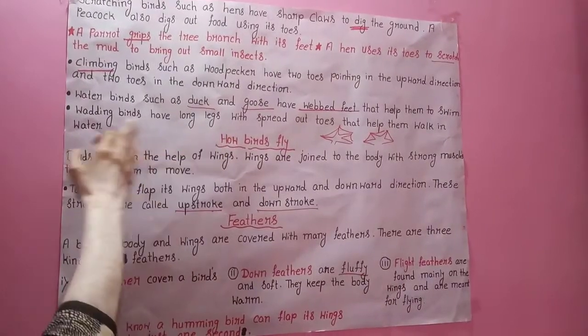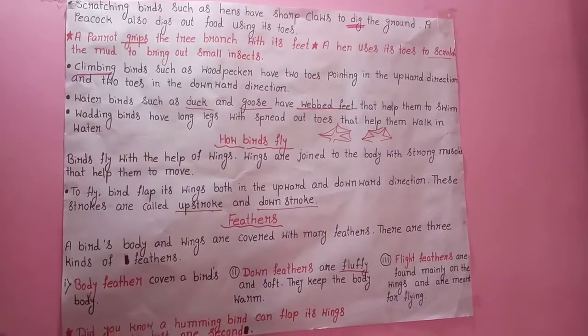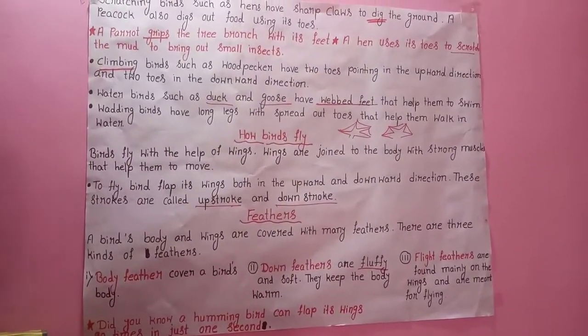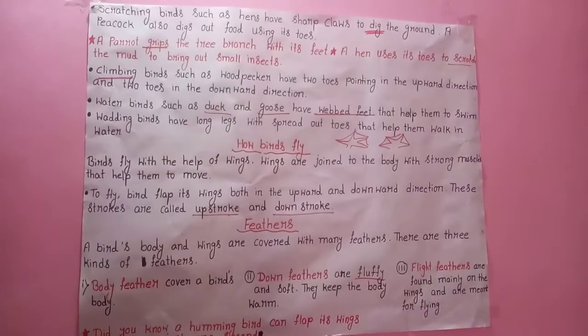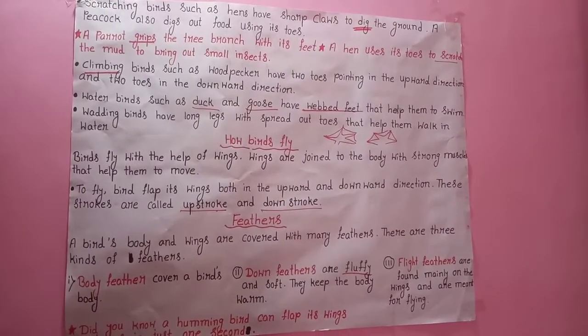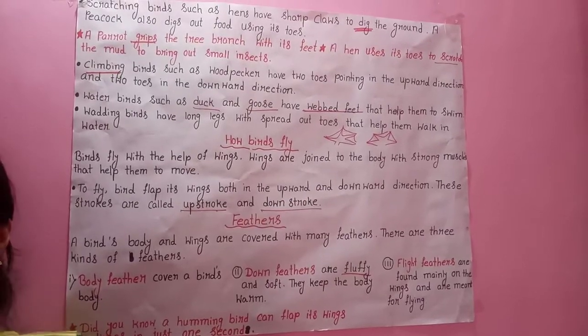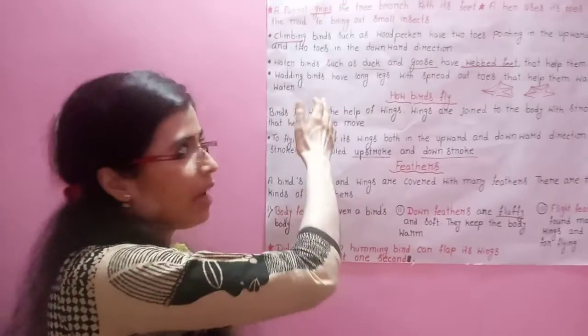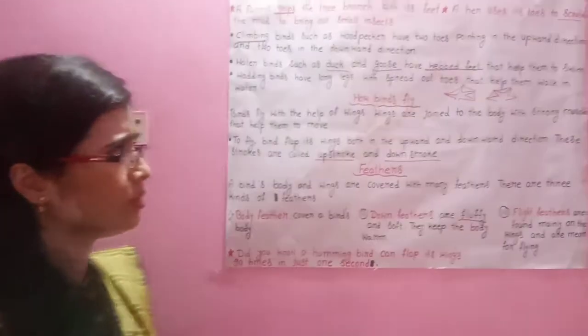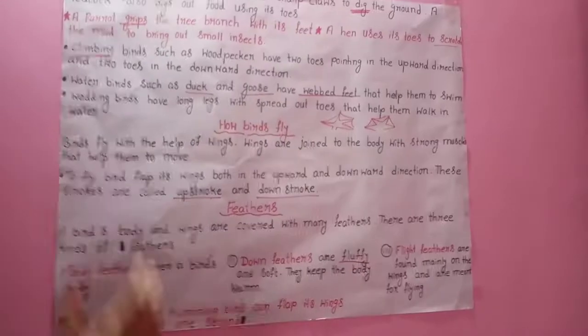Next, wading birds. What are wading birds? Birds that have long thin legs. Wading birds have long legs with spreadable toes that help them walk in water. Some birds walk in water easily, and they are called wading birds, just like the crane. The crane is a wading bird.